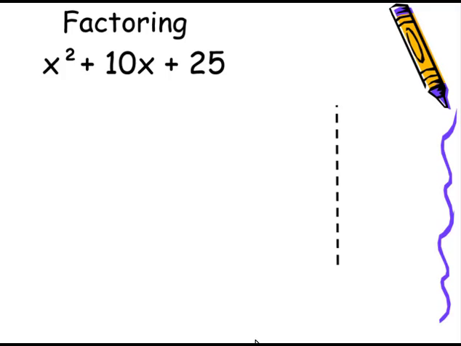Once I see this, I can tell it's a perfect square. So I know my answer is going to be x plus 5 squared. I take the square root of x squared, which is x. I take this plus sign down, plus, and then I take the square root of 25, which is 5.